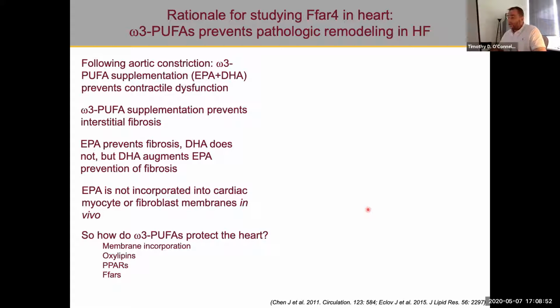So how do omega-3s protect the heart? Well, at this point, there's really 4 potential mechanisms whereby omega-3s can act. Membrane incorporation, which we somewhat ruled out. The production of oxylipins, which are simply biologically active oxygenated fatty acids, and you may not be familiar with the term oxylipin, but you've heard of prostaglandins and leukotrienes, which are examples of oxylipins. Activation of PPARs, which are nuclear receptors that function as transcription factors, and the newest mechanism is the activation of free fatty acid receptors. And there are some papers in the literature that suggest that the beneficial effects of omega-3s in inflammation and metabolism are mediated by FFAR4.